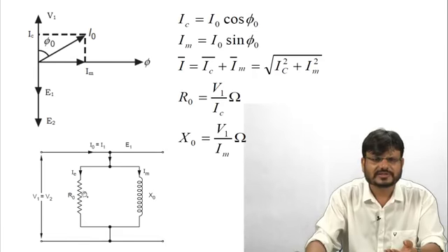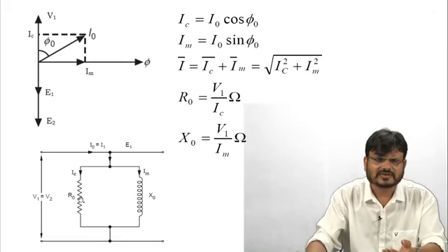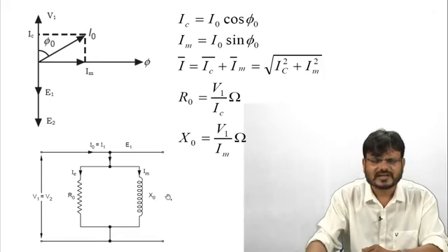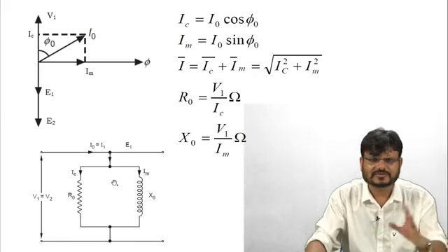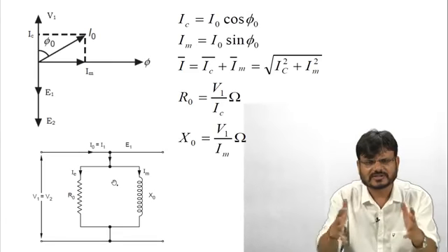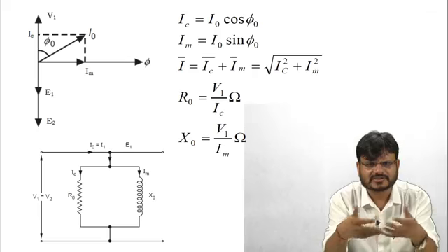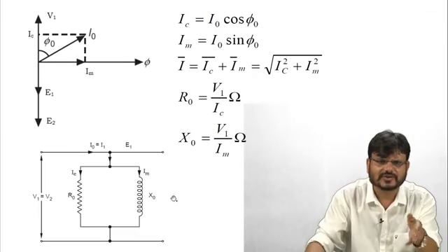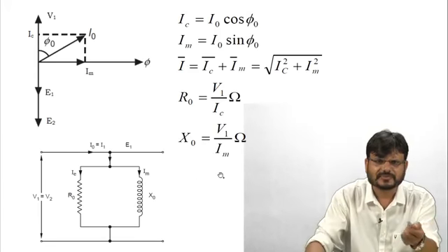Now if you are interested to calculate the value of no load resistance R naught, so R naught is what? R naught is nothing but the applied voltage V1. So the voltage across this point and this point is V1. So R naught can be written as V1 divided by IC. And what is the value of X naught? X naught is equal to V1, because the parallel voltage across both R naught and X naught is the same. So X naught is V1 upon IM.